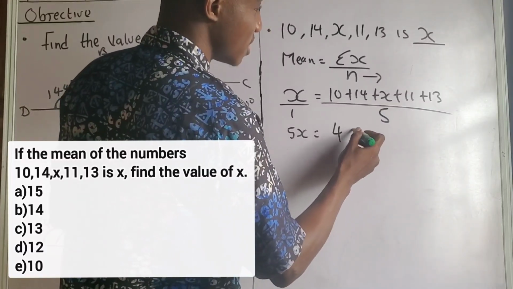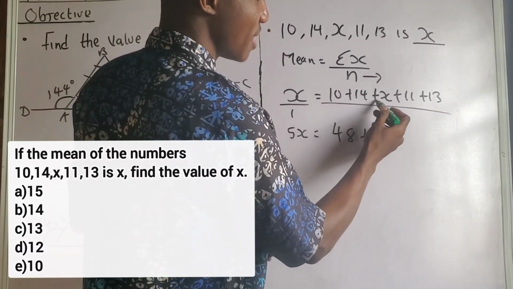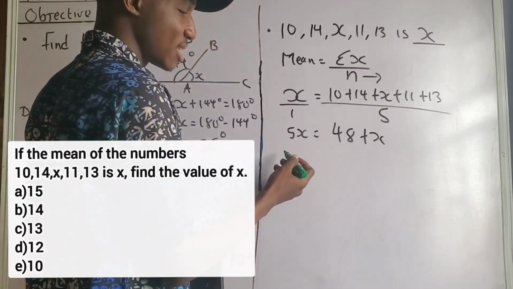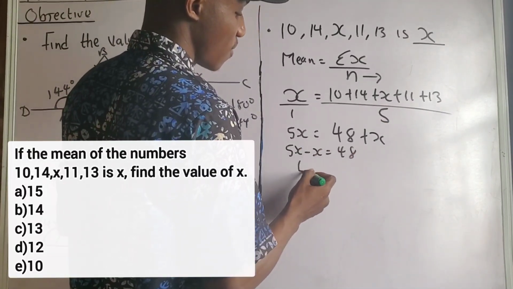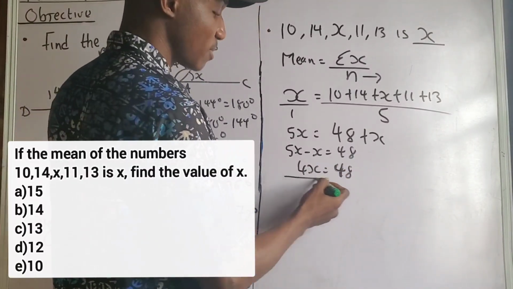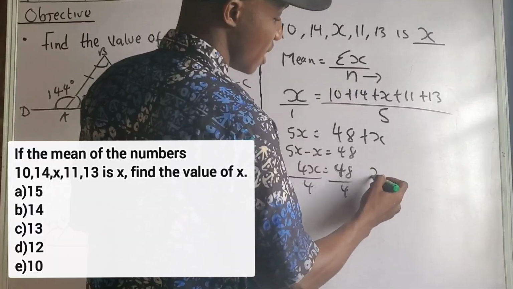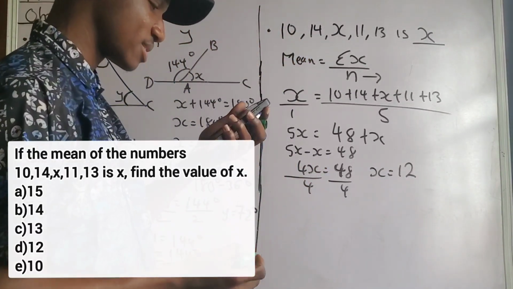So I'm going to have 48 plus x. Don't forget we have x here. So collect like terms: 5x minus x equals 48. 4x equals 48. To get the value of x, you divide by 4. This over 4 and this over 4. x is equal to 12. So the value of x is 12.